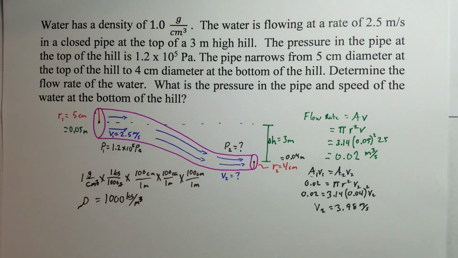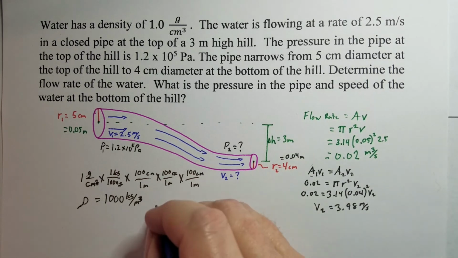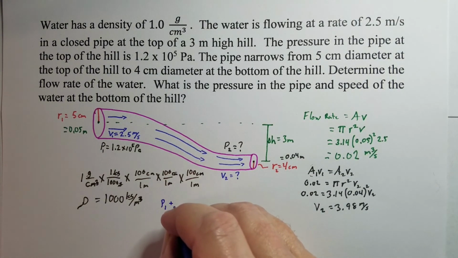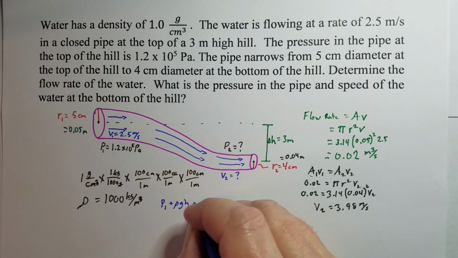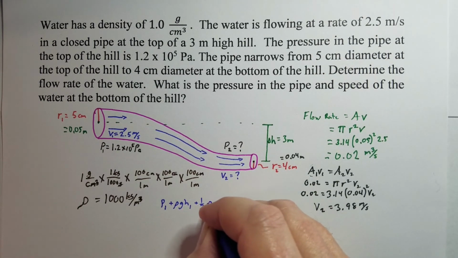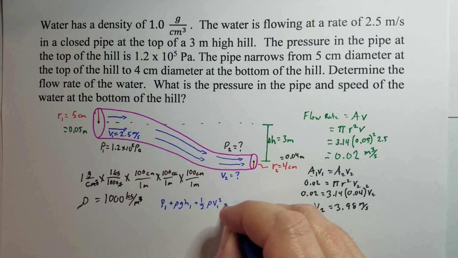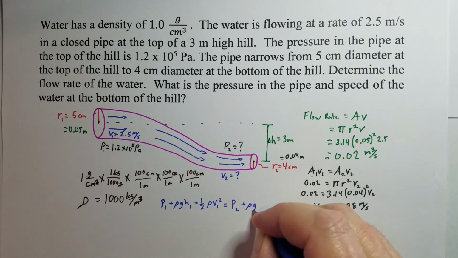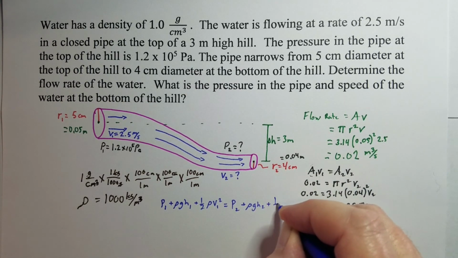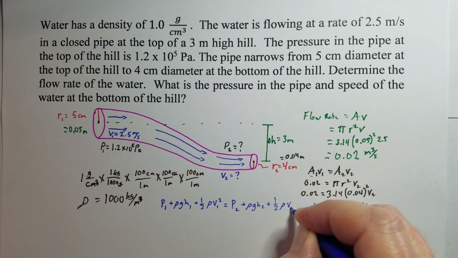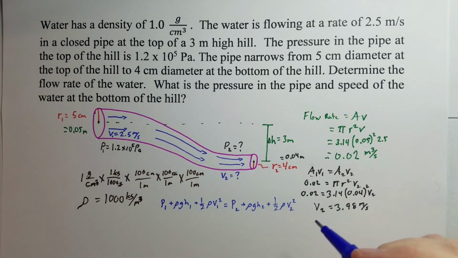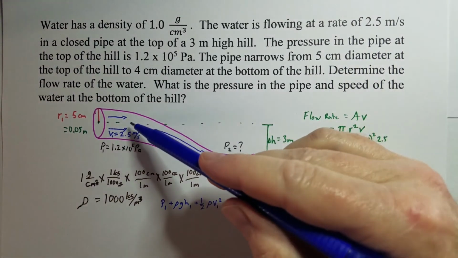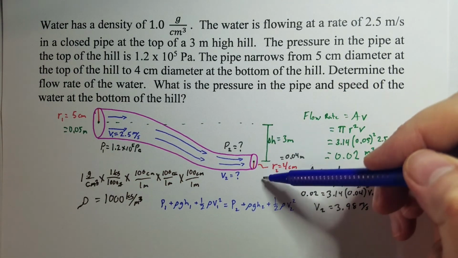So now, to finish things off, we need to figure out the pressure. So, back to Bernoulli. P1 plus rho g h1 plus 1/2 rho v1 squared equals the pressure in the second section plus rho g height of the second section plus 1/2 rho v squared of the second section. All right, so what can we do?